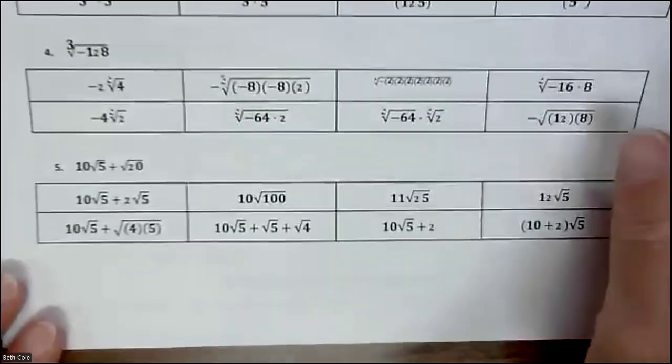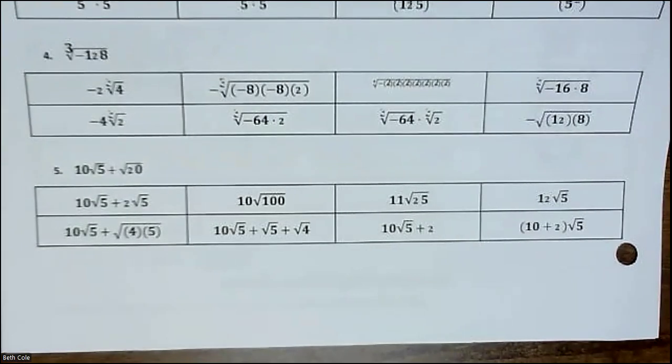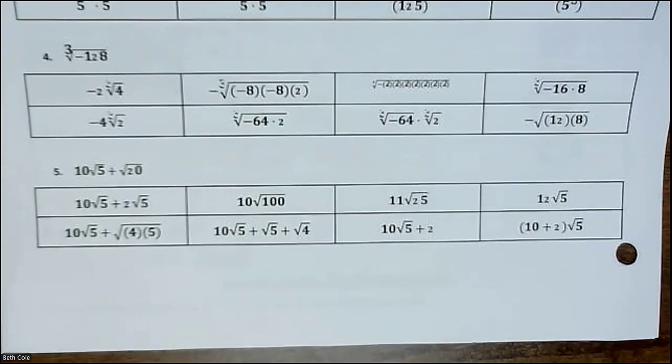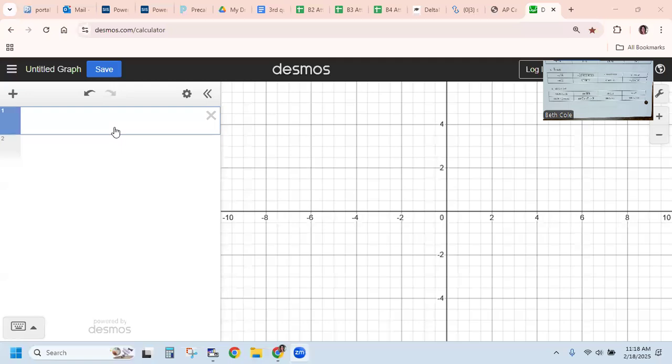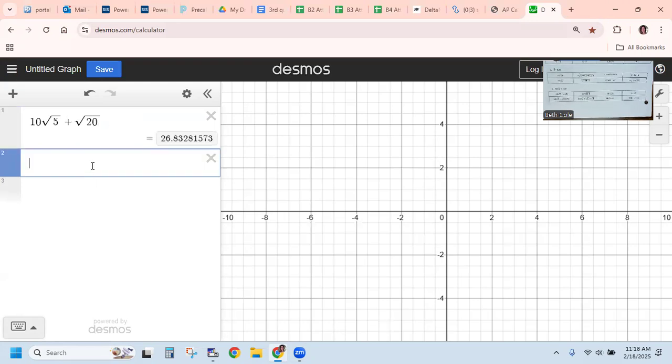Let's do number 5. I'm not going to do all of them because you can just type them in the calculator. All right, so let's look at this last one here. Can you pay attention because it's all going to happen in the calculator? Are you looking? All right, so I'm going to type that problem. 10 square root of 5 plus square root of 20. I'm sorry, this printed wacky. But do you see how it came out to 26.8? We're just checking if the other ones came out to 26.8. So let's try that first one. 10 square root of 5 plus 2 square root of 5. Did that come out to the same thing?